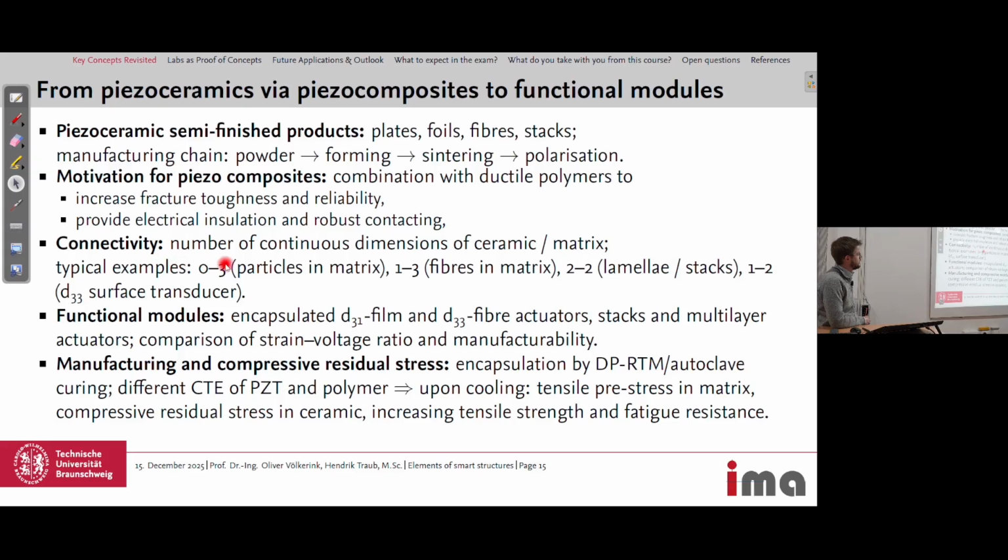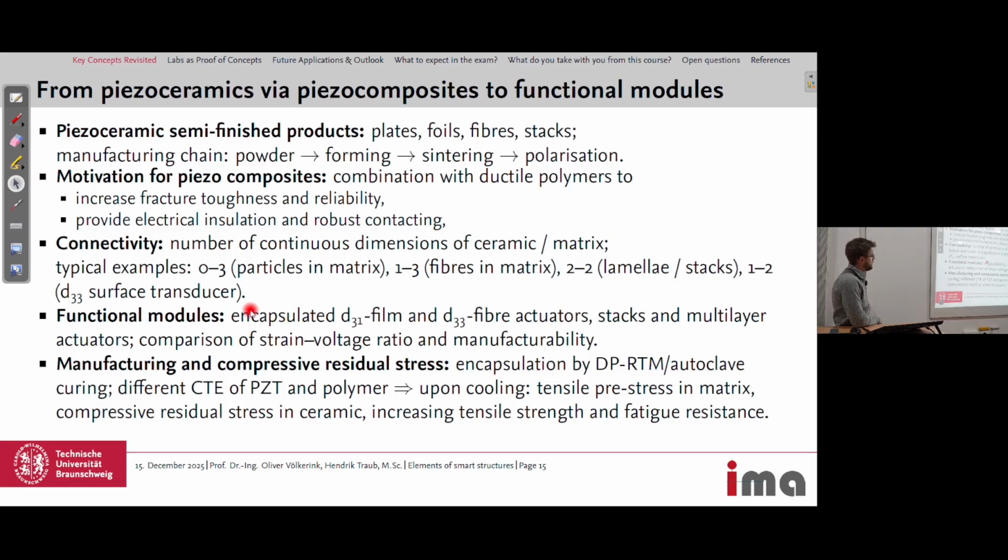Connectivity, also a topic we visited, was that for these composites we can formulate different connectivity. So 0,3 would be particles in a matrix, 1,3 fibers in a matrix, 2,2 would be stacks of foils, and most of the time we use 1,3, so fiber actuators, which use the D33 effect, or 2,2, like in the stack actuator we had in the lab.